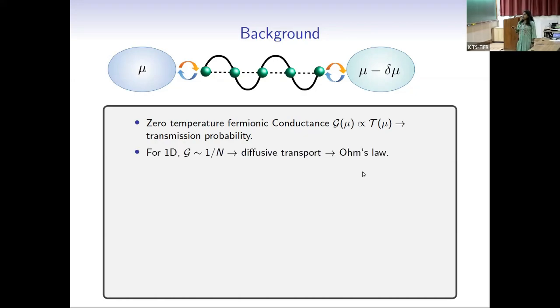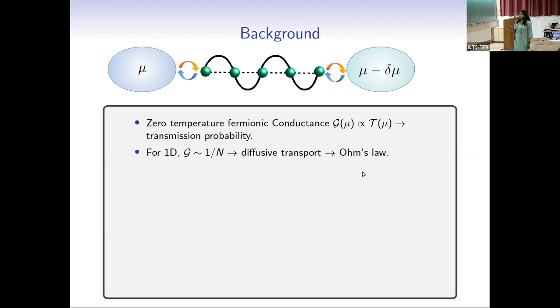For a 1D system, when the conductance goes as 1 by n, this is the diffusive transport. This is nothing but Ohm's law. In that case, conductivity doesn't depend on the dimension of the system, so it has a well-defined conductivity. So this is the normal behavior.